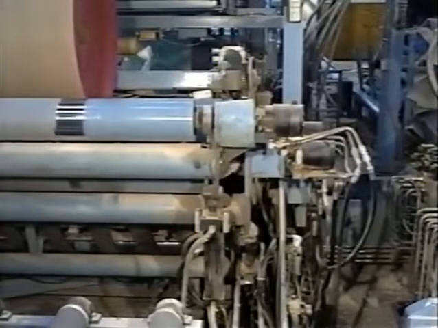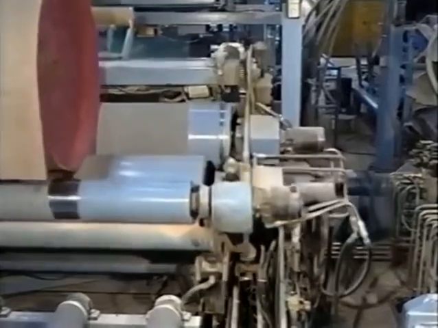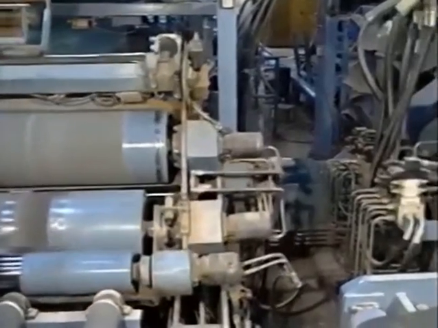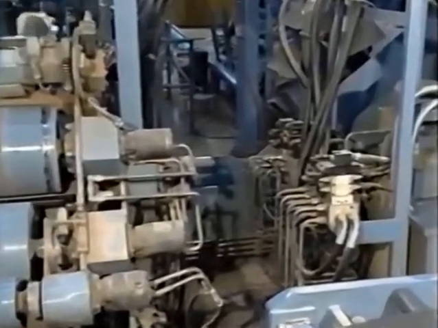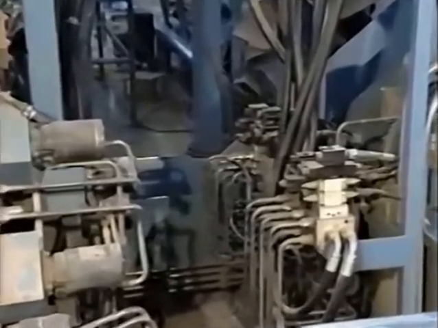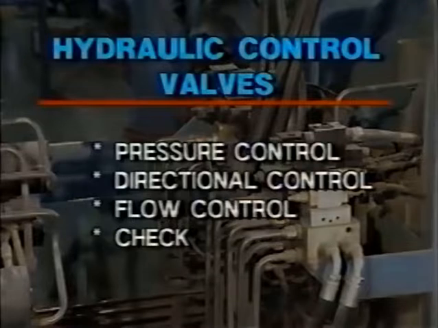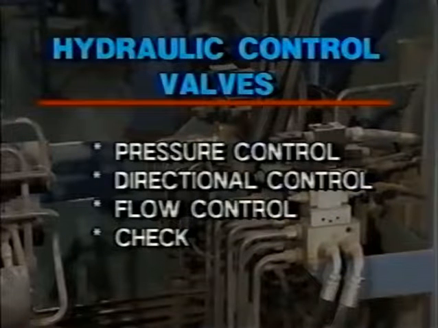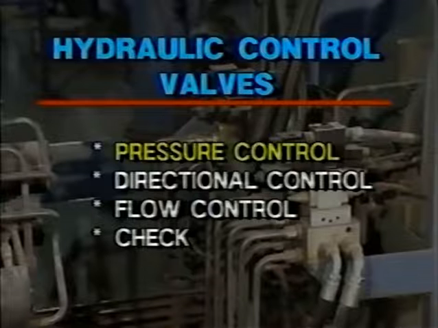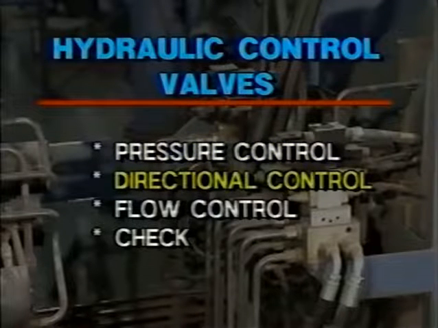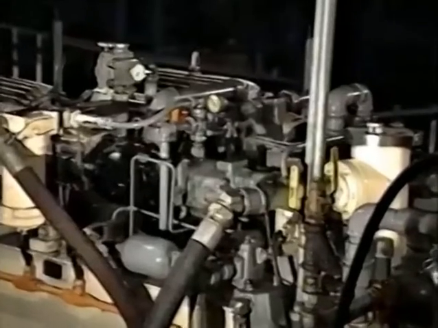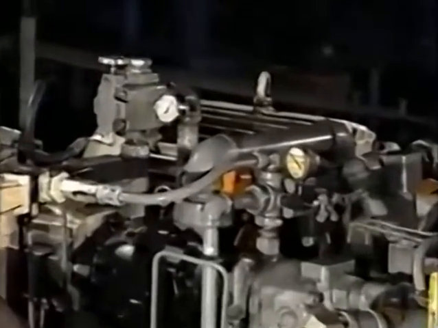In a hydraulic system, actuators convert hydraulic energy. But to do useful work like moving loads and to prevent damage to the system, the hydraulic energy has to be controlled. Typically, 4 kinds of hydraulic valves are used to control the transmission of energy: pressure control valves, directional control valves, flow control valves, and check valves.